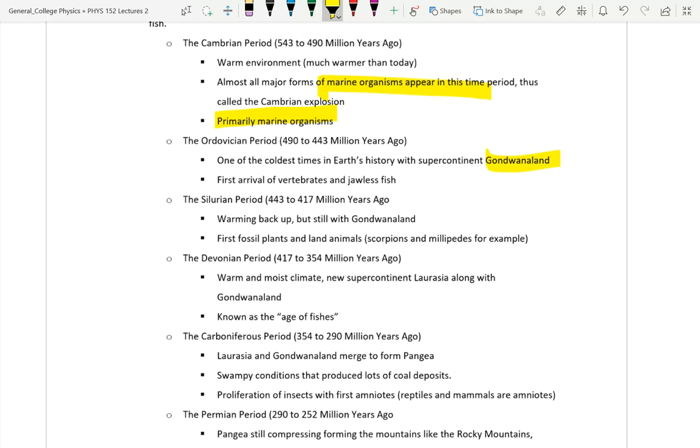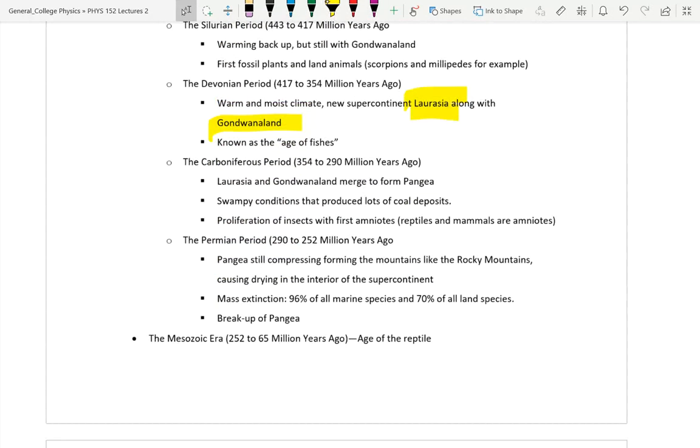Then the Silurian warms back up. You still have Gondwana. You have your first fossilized plants and land animals. Yay, scorpions, millipedes. Aren't you happy? Then Devonian, it's a warm, moist climate. And you have a new supercontinent, Laurasia, along with Gondwana land. So you have two supercontinents at the same time. And that's the age of fishes.